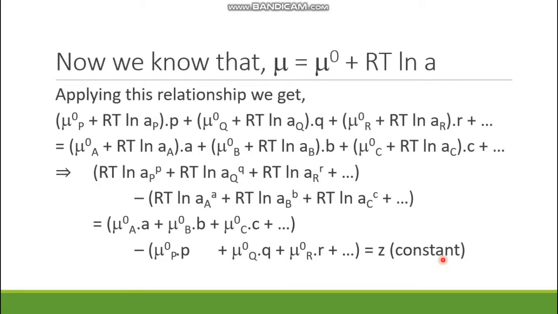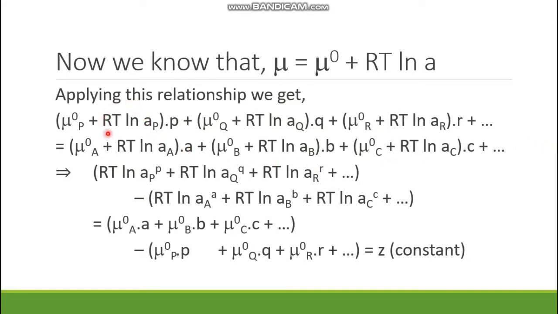Now we know the expression of chemical potential mu as mu 0 plus RT ln A, where A is the activity of the species and mu 0 is the standard chemical potential of that species. Since the temperature is kept constant, at constant temperature T, mu can be expressed as mu 0 plus RT ln A, and this relationship can be applied for all the species in the previous equation. In the previous equation, what was here? Here was mu P. So instead of mu P, you can write mu 0 P plus RT ln AP. That means mu 0 P is the standard chemical potential of the P species, whereas AP is the activity of the P species, and small p is the number of moles of the P species. Similarly, the same thing applies for Q and R, and in the right hand side the same thing applies for A, B, C, and so on.